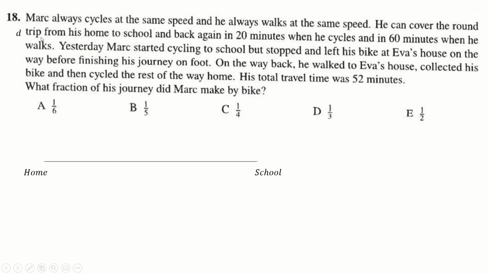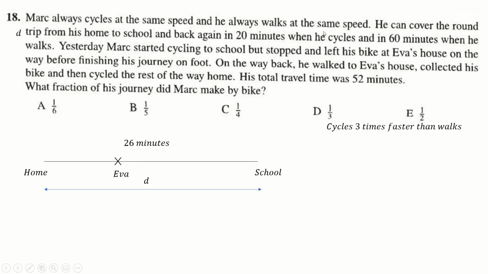So we'll call the distance from home to school D. So the distance from home to school is D. We'll call that to start with. It takes 26 minutes to get from home to school. Of course, 52 minutes is the total there and back, so we'll just say 26 minutes there. Eva's house is somewhere along this journey, and he does the first bit by bike and the second bit walking, is the idea.